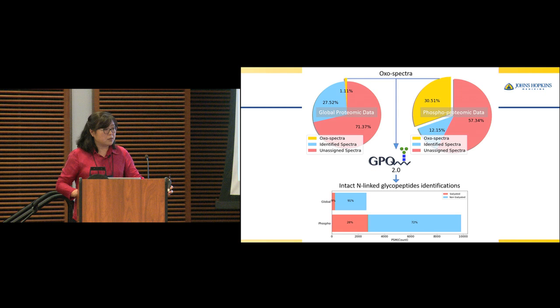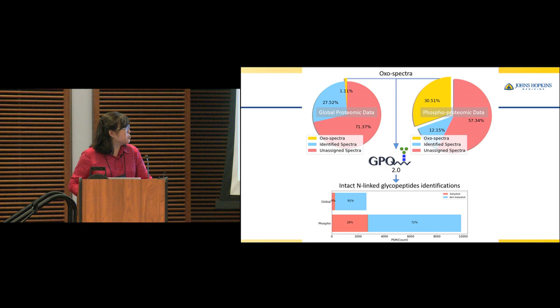So we used our GPQuest software to search the same data for glycopeptides. We can see that we identify a large number of glycopeptides. For example, in global proteomics, we identify roughly 3,000 PSMs of glycopeptides, and in the phosphoproteomics, we identify over 10,000. The majority of the glycopeptides identified from the phosphopeptide enrichment are sialic acid containing, which is reasonable since the phosphopeptide enrichment is based on the phosphate negative charge interaction with the iron IMAC material.